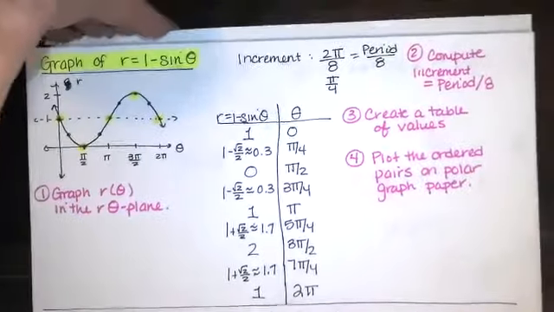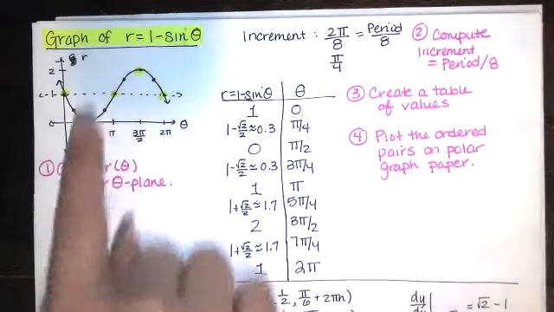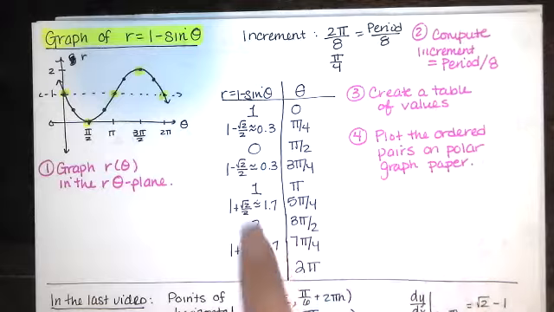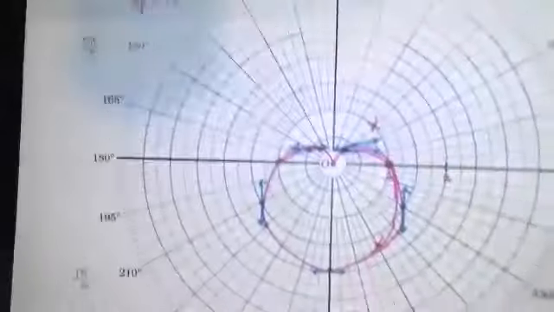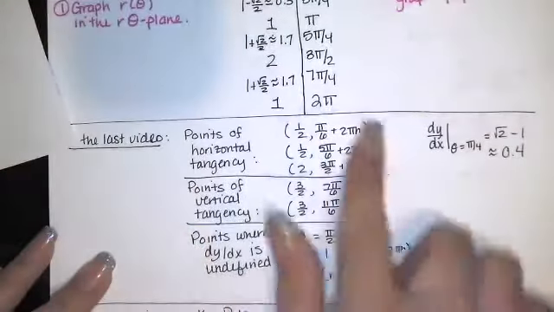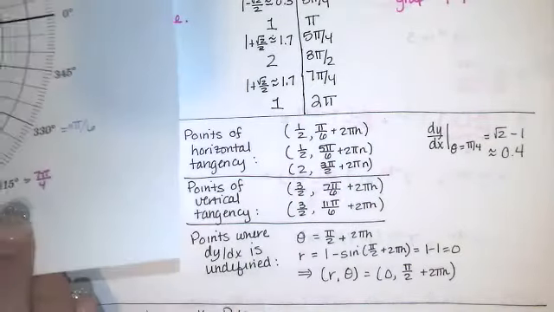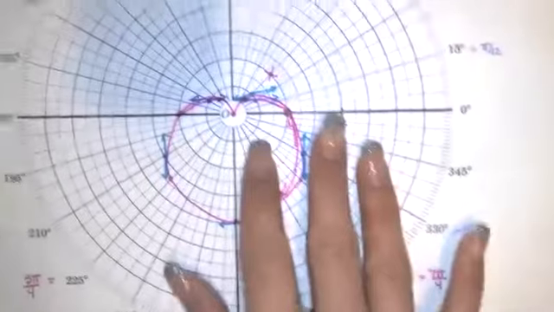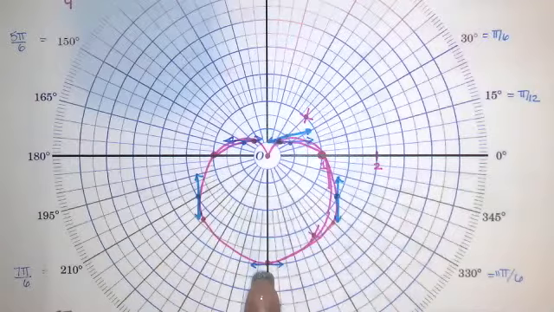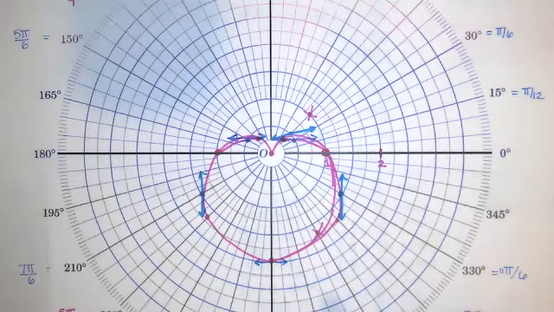What were we trying to do? Well, I wanted to graph r equals 1 minus sine of theta. This is the method. We graph r in the r theta plane, we calculate the increment, come up with a table of values, and then we plot the points. Once we had our plot, we were able to visualize all of this by graphing these points on our graph and then noticing that the slope of the tangent line was horizontal at the supposed points of horizontal tangency, so that's good.